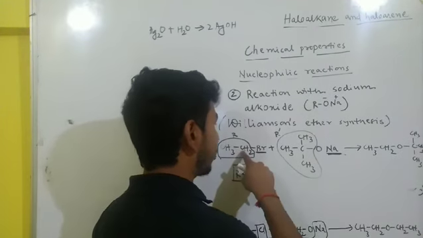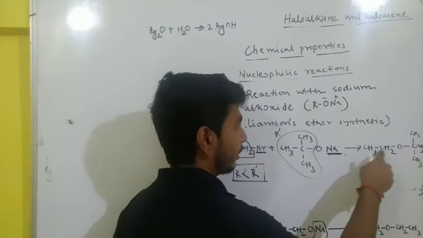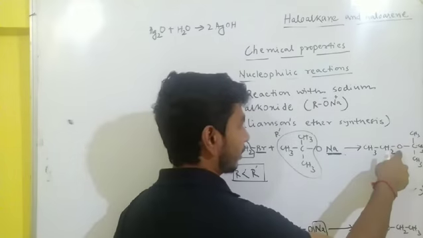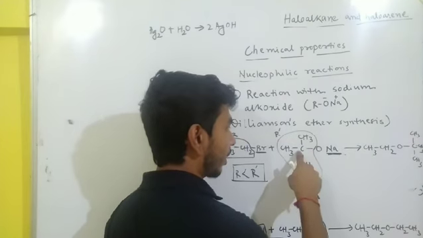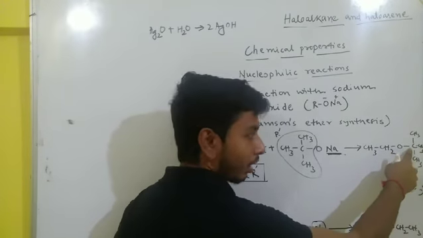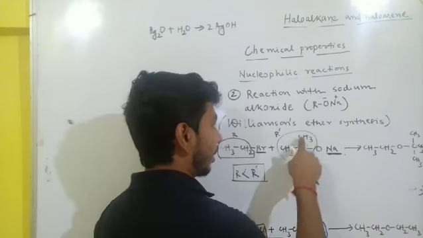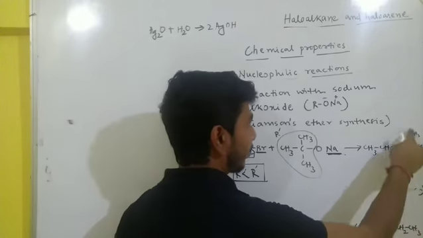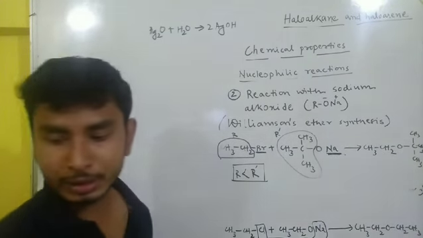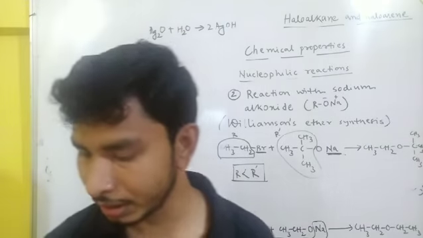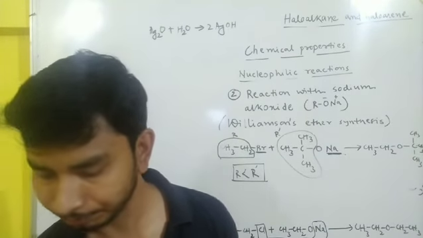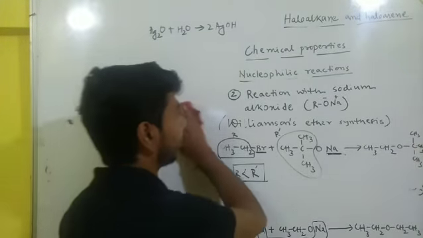So CH3CH2, next oxygen. This oxygen is bonded with a carbon, and this carbon has 3 methyl groups. So this is about our Williamson's ether synthesis. Next reaction, number 3.